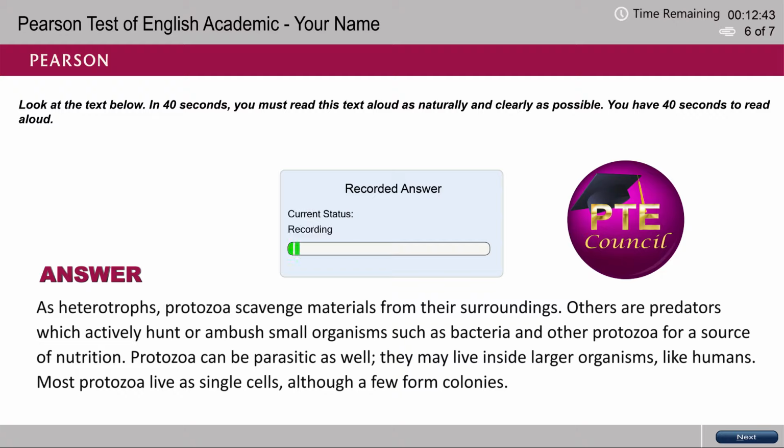As heterotrophs, protozoa scavenge materials from the surroundings. Others are predators, which actively hunt or ambush small organisms, such as bacteria and other protozoa, for a source of nutrition. Protozoa can be parasitic as well. They may live inside larger organisms, like humans. Most protozoa live as single cells, although a few form colonies.